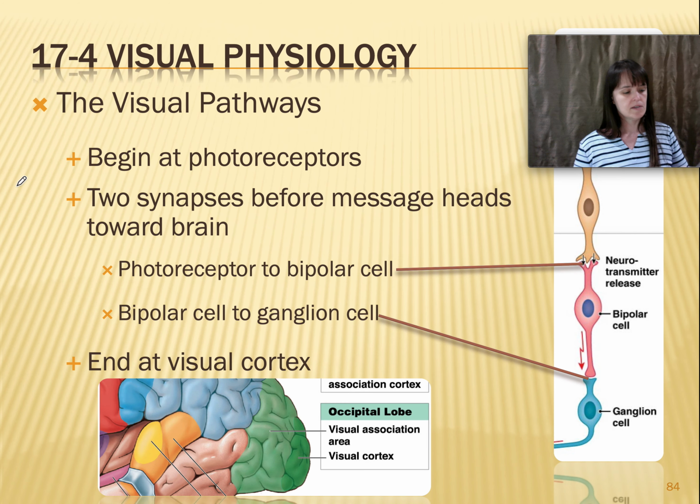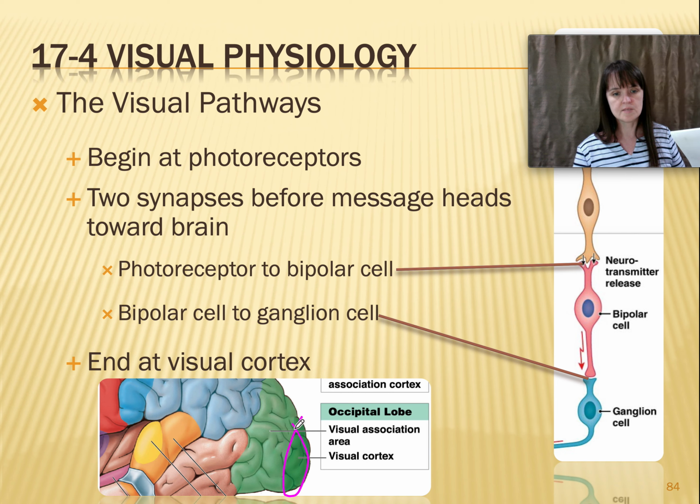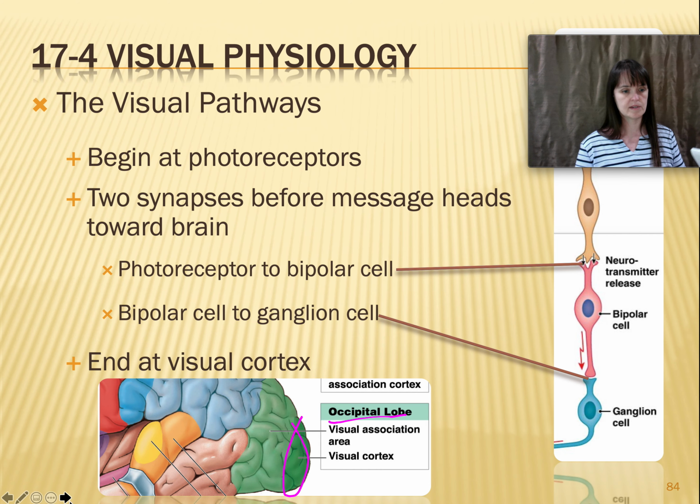All right, so the visual cortex is the part of the occipital lobe that receives the photoreception. The association areas will, of course, process that. The visual pathway begins at the photoreceptors, synapse from the photoreceptor to the bipolar cell, and the bipolar cell to the ganglion cell, and ends here at the visual cortex.